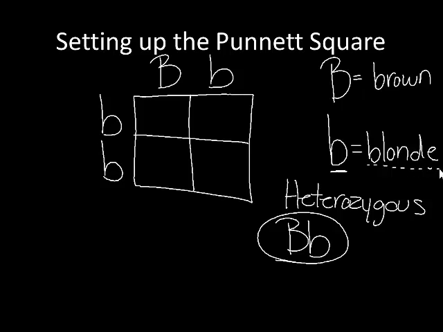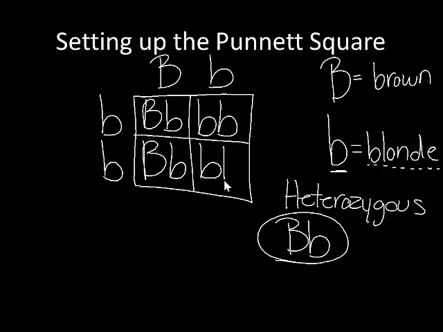Alright, so when we're filling out the Punnett square, we bring the allele from the top down, so capital B, and the allele from the left side over, lowercase b. Same thing for this box. Bring it down, bring it over, bring this one down, and bring it over from the left. Last box, bring it down and also over from the left. Alright, so that's our completed Punnett square.